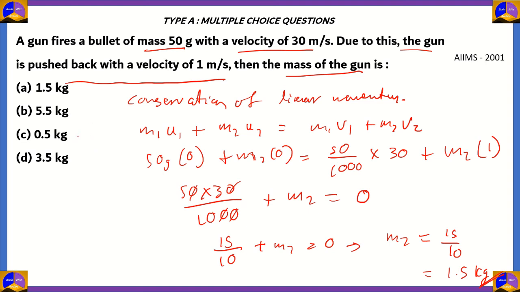So therefore option A, 1.5 kg, will give you the correct option. Now if you're taking the actual formula, then m2 would be given as minus, but since mass is scalar, you do not take the negative sign. So therefore the mass m2, that is the mass of the gun, is equal to 1.5 kgs.